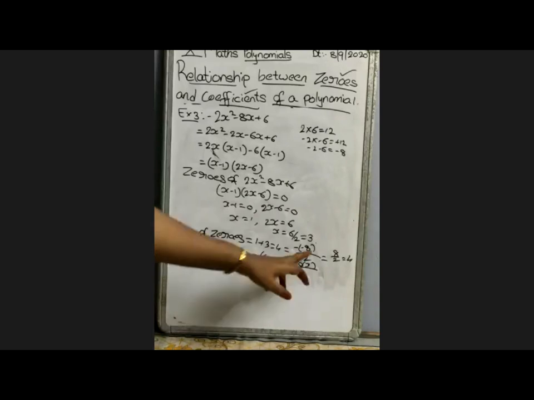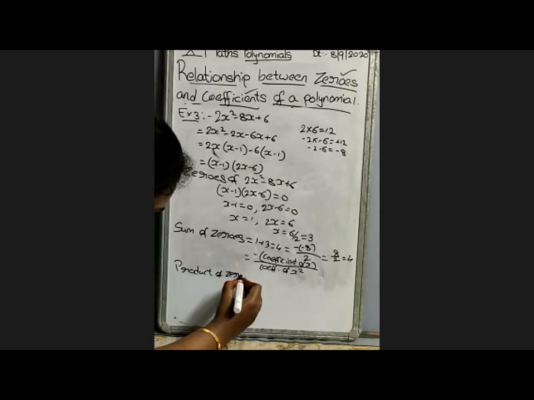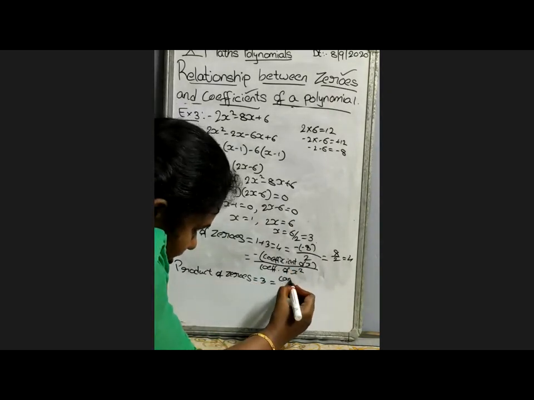Okay, sum of the zeros means nothing but minus the coefficient of x by the coefficient of x square. Now you have to take the product of zeros, which is equal to 1 into 3. Yes or no? So 1 into 3 means 3 we will get.